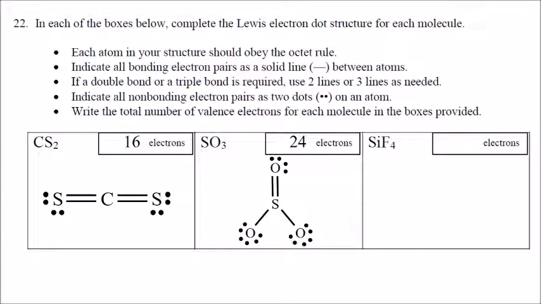For the last molecule in this set, we have silicon, which has 4 valence electrons. Fluorine has 7, so 28. 7 times 4 is 28, plus 4 is 32 altogether. Here's our skeleton. We now have drawn single bonds. That's 8 electrons so far. 10, 12, 14, 16, 18, 20. 22, 24, 26, 28, 30, 32. Everyone has a full octet. There's no reason to make any double bonds. That molecule is complete.